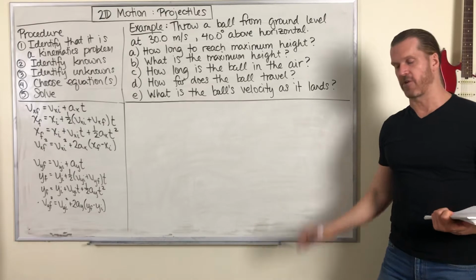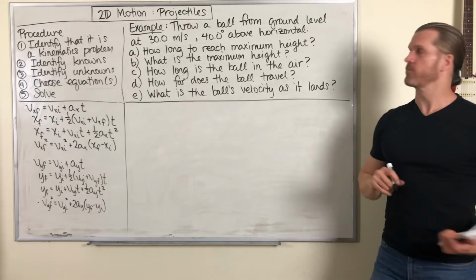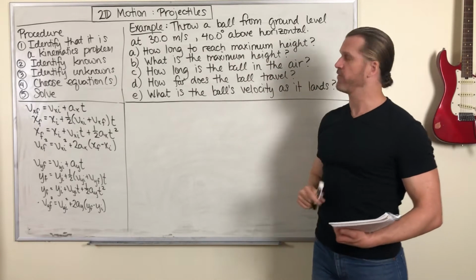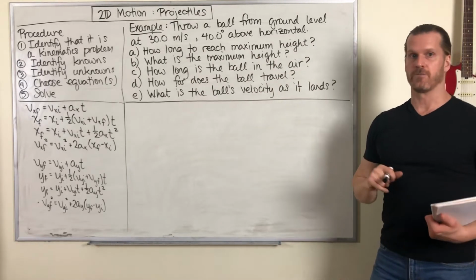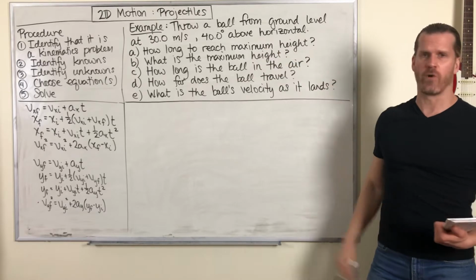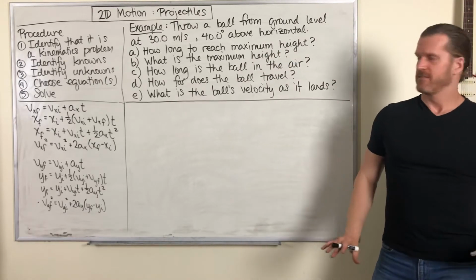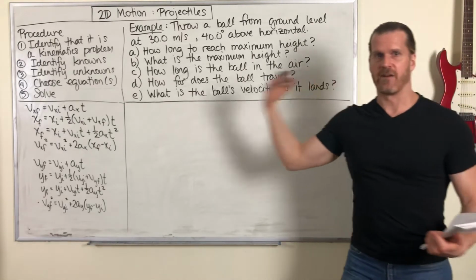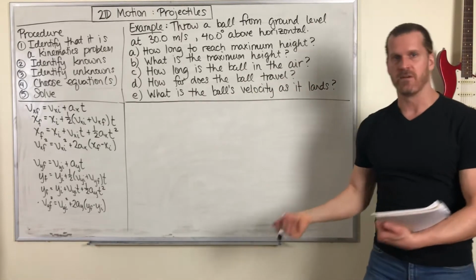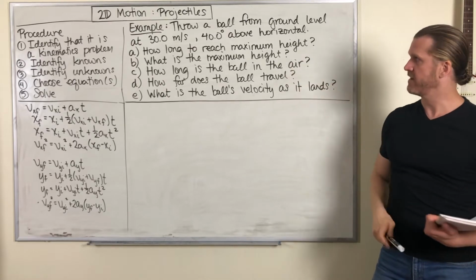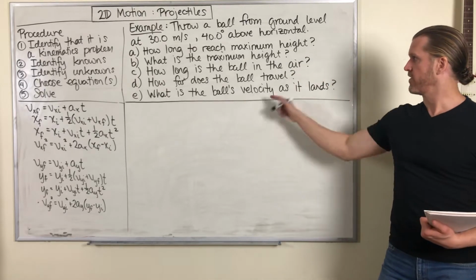Say it starts from zero height. You throw it with a speed of 30 meters per second at some angle, 40 degrees above the ground. And we're going to answer all these questions. We're going to describe this motion. We'll find its maximum height, we'll find how far it goes, we'll find the time that it takes to get to the maximum height and how long it takes to land. We'll find the ball's final velocity.